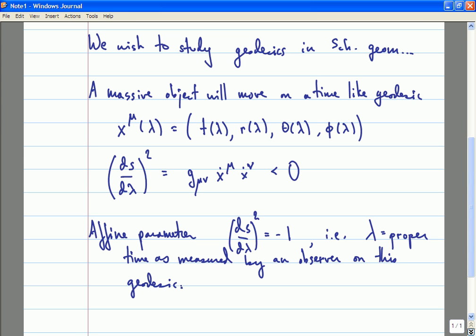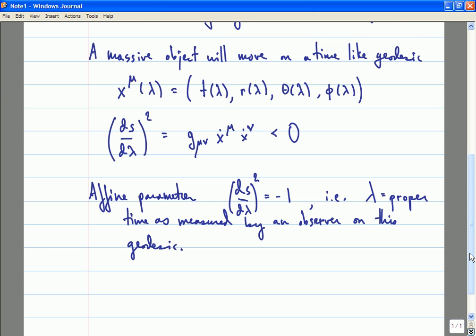Remember that the proper time tau is related to the proper distance s by a factor of i. So saying that (ds/dλ)² is minus 1 is the same as saying tau is equal to lambda, where tau is the proper time. Okay. Now, in that case, the geodesic equation is rather simple. It's x double dot plus a Christoffel symbol times x dot squared is equal to 0.